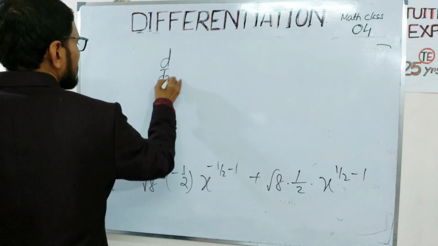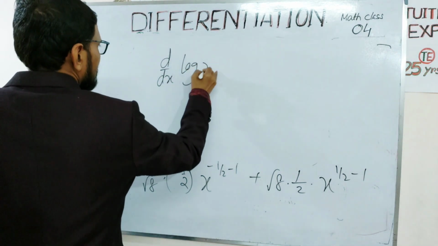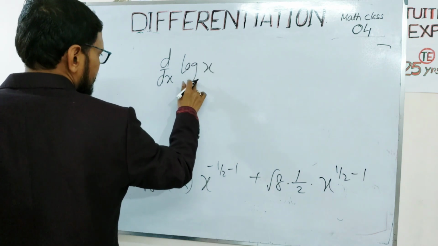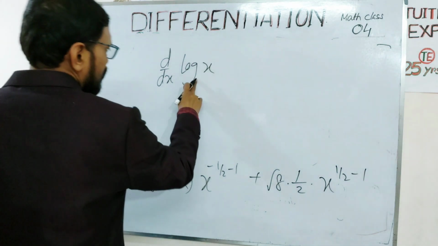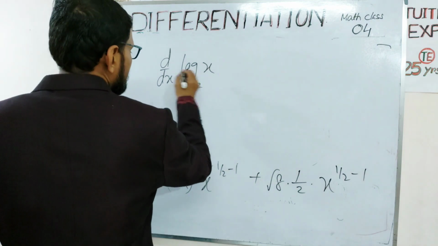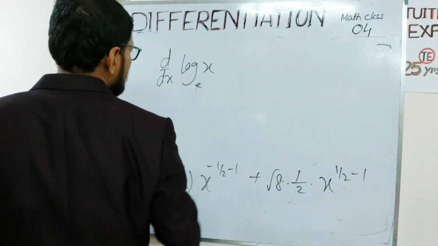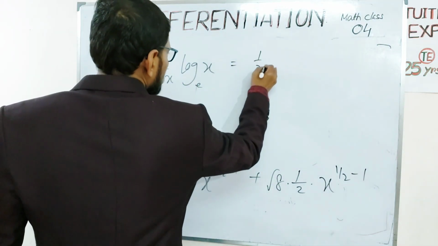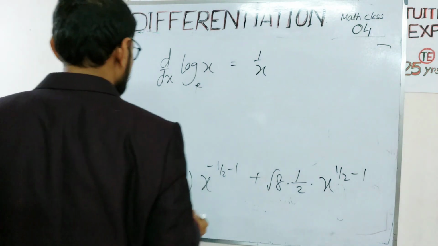We use log x. Actually here the base is e, this is not mentioned. This result, the base is e, and the result becomes 1 by x.